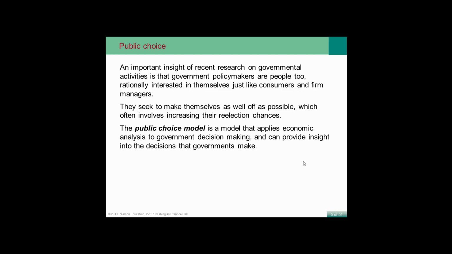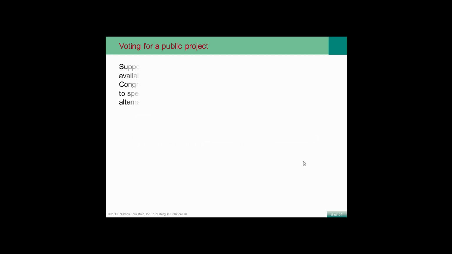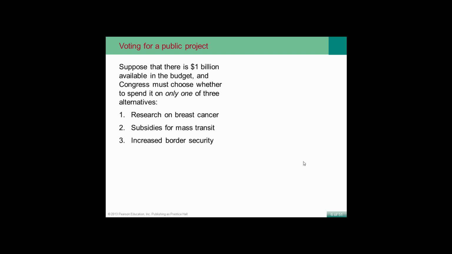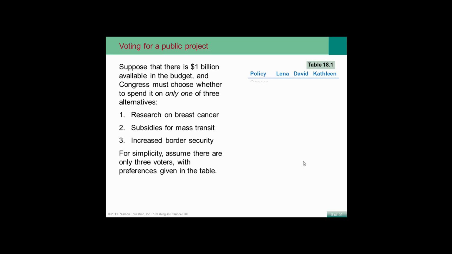The public choice model is a model that applies economic analysis to government decision making and can provide insight into the decisions that governments make. Suppose there's $1 billion available in the budget and Congress must choose whether to spend it only on one of three alternatives: research on breast cancer, subsidy for mass transit, or increased border security. For simplicity, assume there are only 3 voters, with the preferences given.